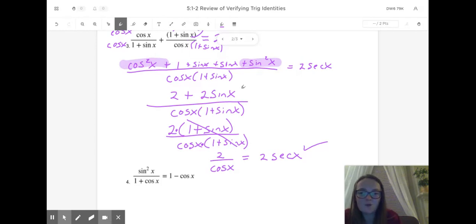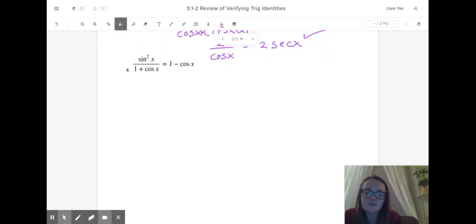All right, let's go on to our last problem. Sine squared x over 1 plus cosine x is equal to 1 minus cosine x. All right, so this problem here, there's a lot of different ways to solve it. What I might do is use a Pythagorean identity. I know some people are like, you could use a conjugate, like we saw in that video the other day. Totally fine if you use that, but it's not really maybe the first thing that comes to my mind.